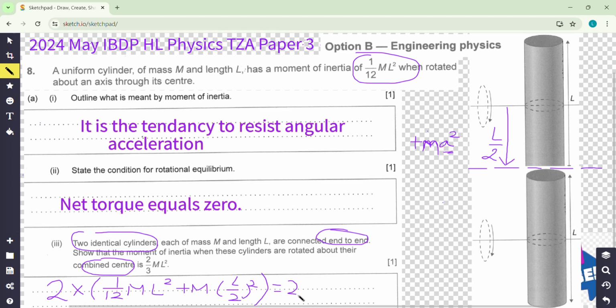Maybe you can do it slowly, because the answer is given by the question, so you have to give some steps, quote unquote. And then you show it is 2/3 ML squared. The marks, I think, are on the first part here. Although it's a little bit mean, just 1 mark, still work hard on it. You got it? Well done.